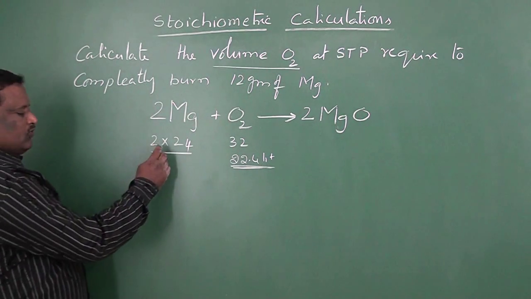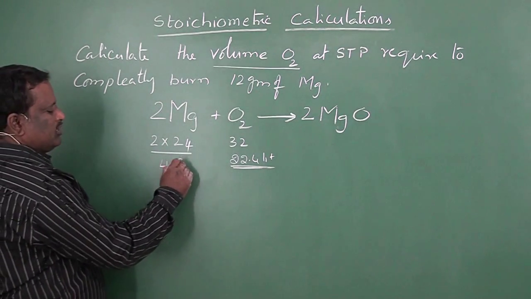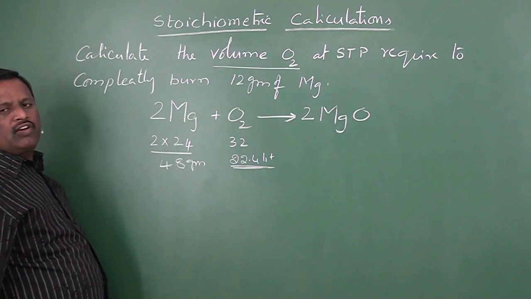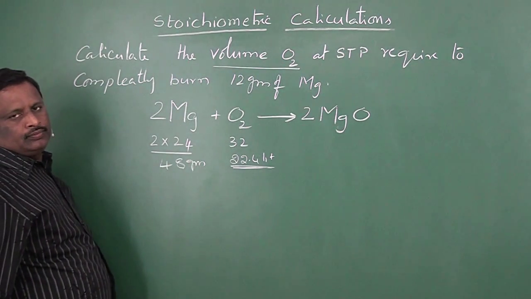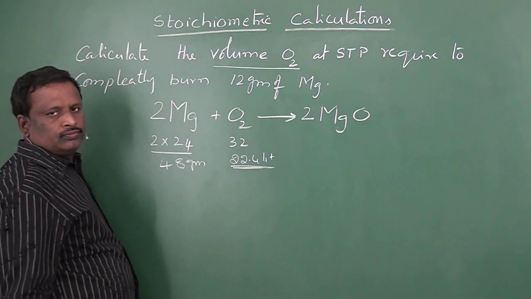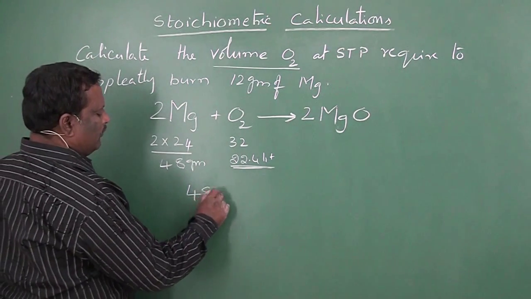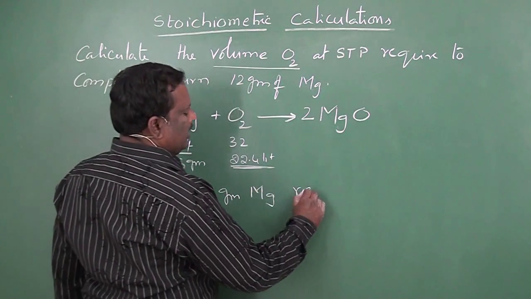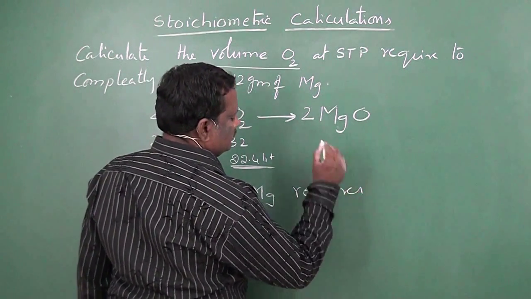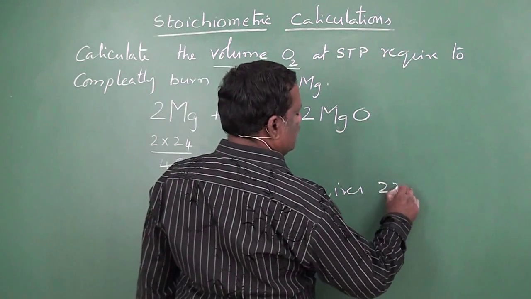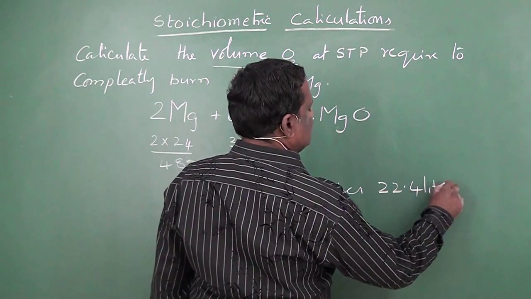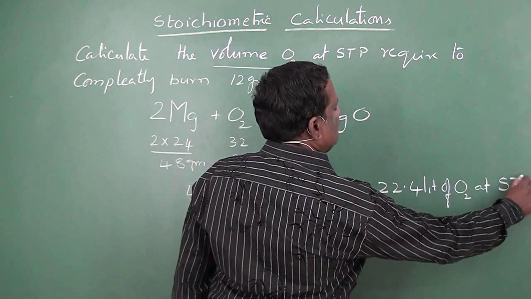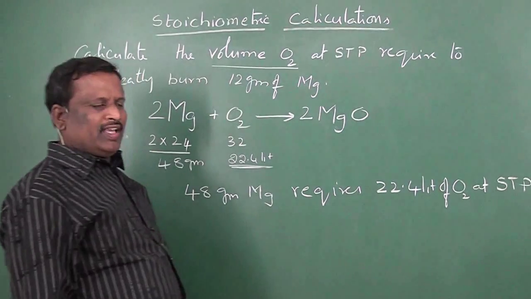That means this 48 grams of Mg requires 22.4 liters of O2 at STP. That is the ratio. 48 grams of Mg requires 22.4 liters of O2 at STP.